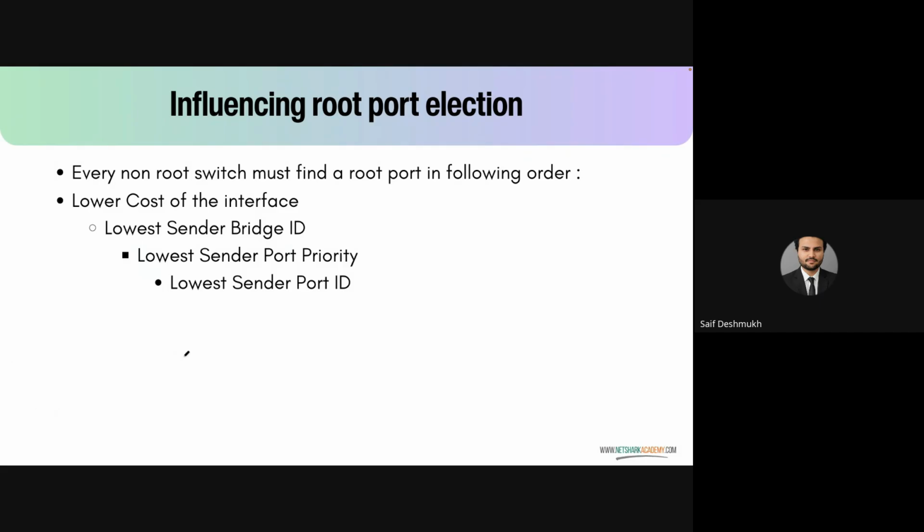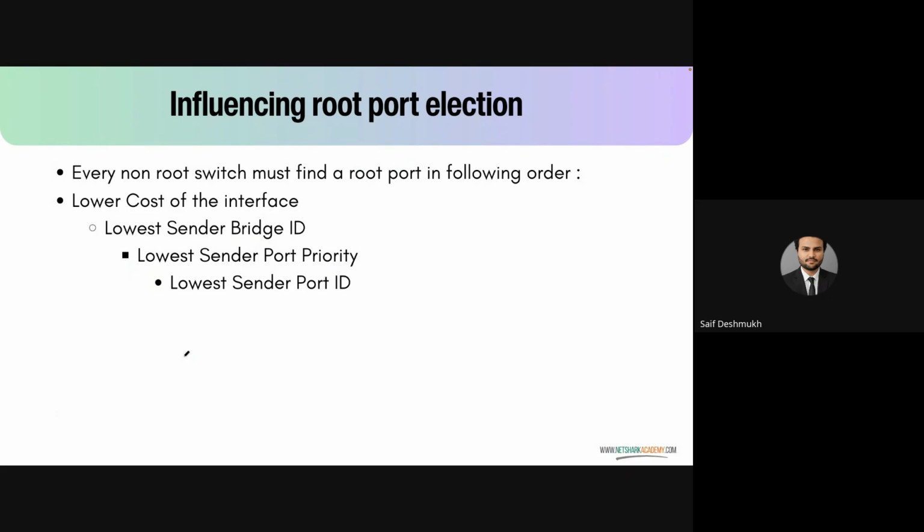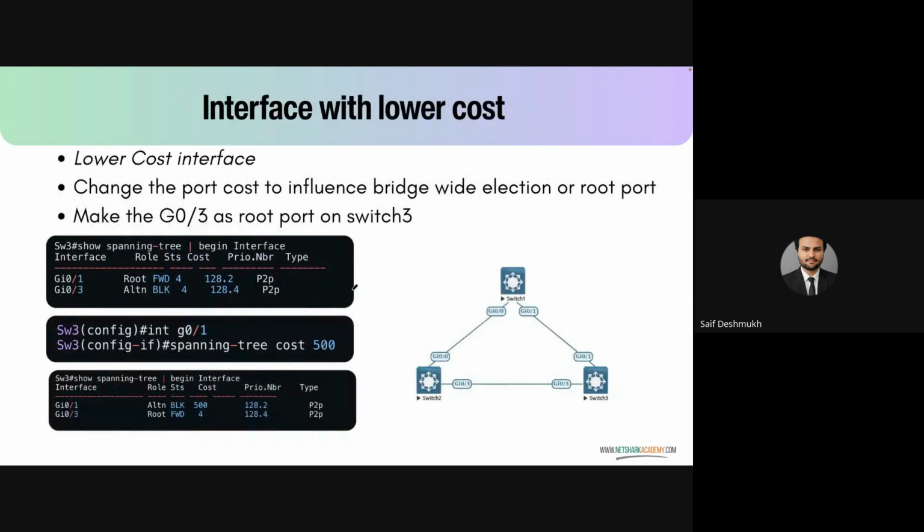We're looking at influencing the root port election now, because every non-root switch, even in this case, has to find the closest interface to the root bridge. The cost, lowest sender bridge ID, lowest sender port priority and port ID. In this case, we will look at each case where you're trying to influence things. We will look at each scenario.